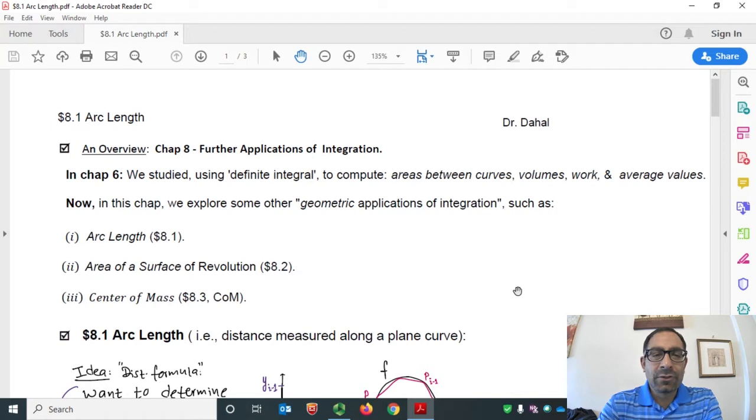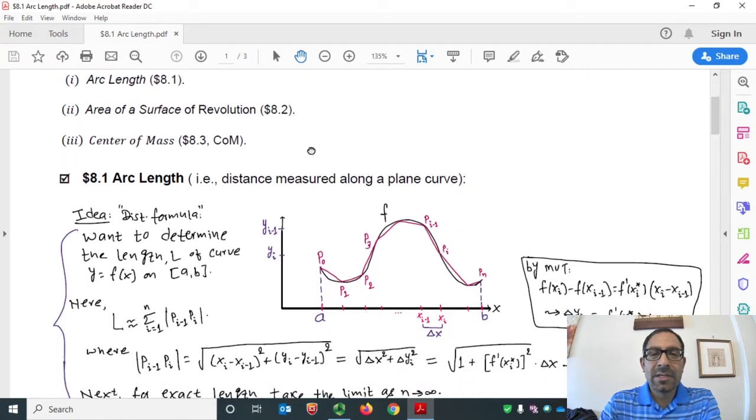In chapter 6, we studied using definite integrals to compute the areas between curves, volumes of three-dimensional solids, work done by force, and average values of continuous functions. Now in this chapter, we explore some other geometric applications of integration, such as arc length, area of surface of revolution, and center of mass. In today's class, I will cover arc length, section 8.1, which is the distance measured along a plane curve.